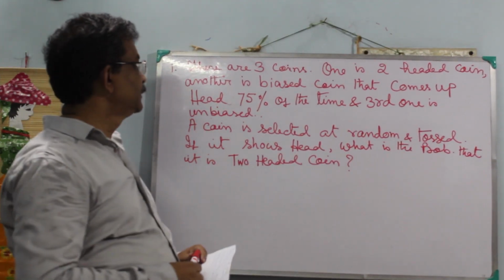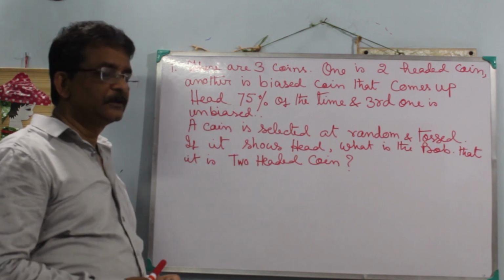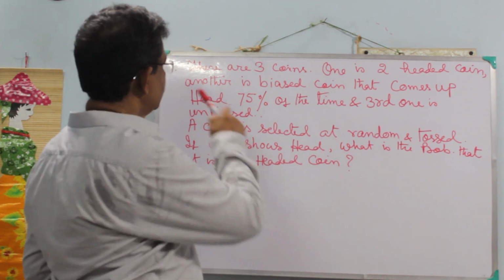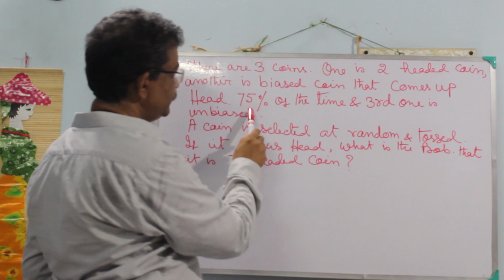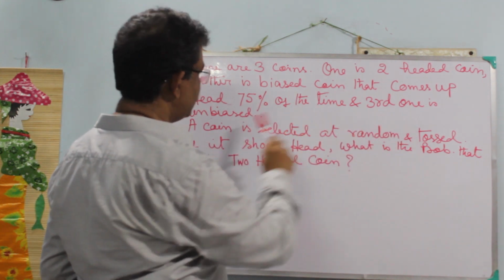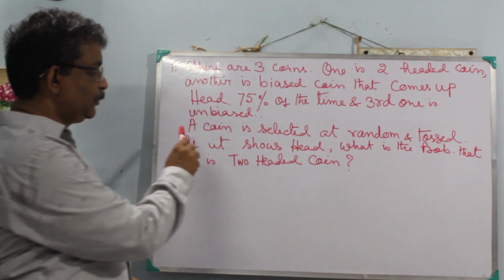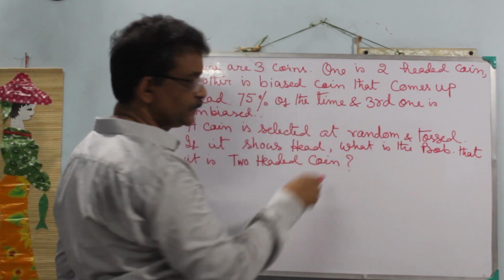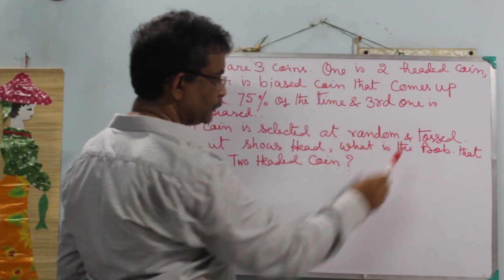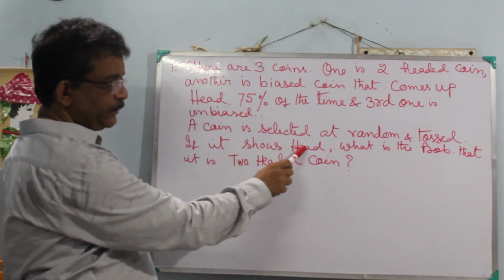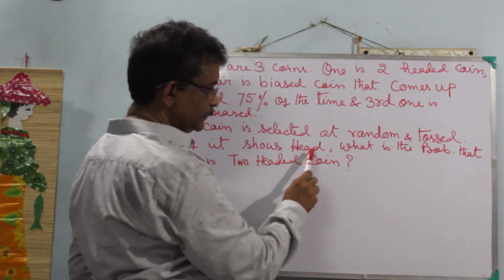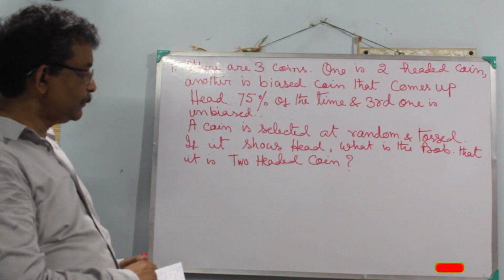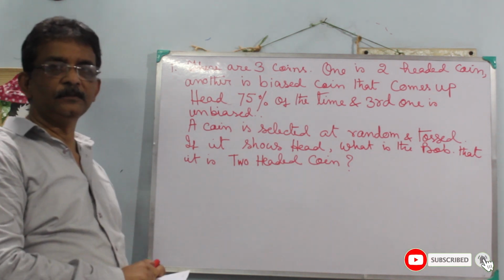First problem. There are 3 coins. One is a two-headed coin, that means both sides head. Another is a biased coin, that comes up head 75% of the time, and the third one is unbiased. Out of these 3 coins, a coin is selected at random and tossed. If it shows head, what is the probability that it is the two-headed coin? So this problem will be solved by application of the Bayes theorem.